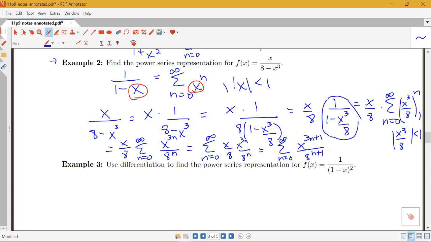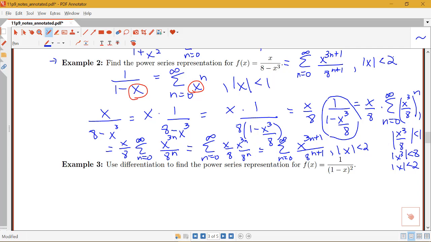Okay? And let's see, we said that this was going to be where x cubed over 8 was less than 1. That means that x cubed is less than 8, or x is less than 2 in absolute value. So just to summarize here, we can say that our function x over 8 minus x cubed turns out to be equal to the sum from n equals 0 to infinity of x to the 3n plus 1 over 8 to the n plus 1, where our absolute value of x is less than 2.